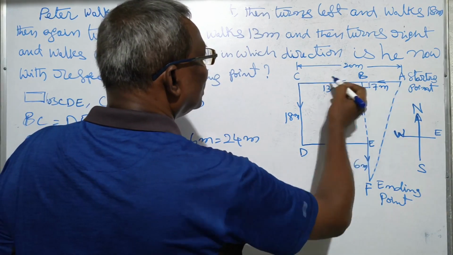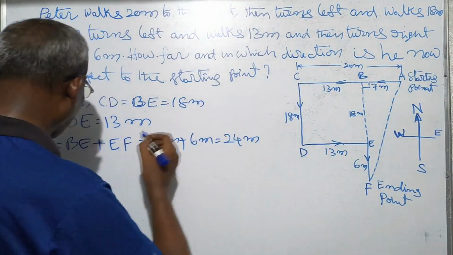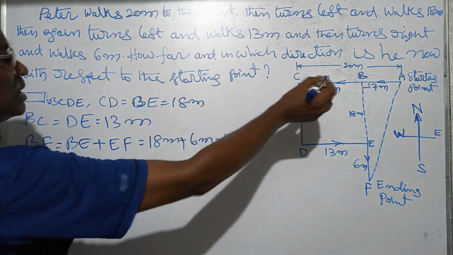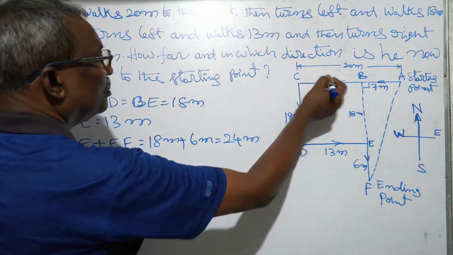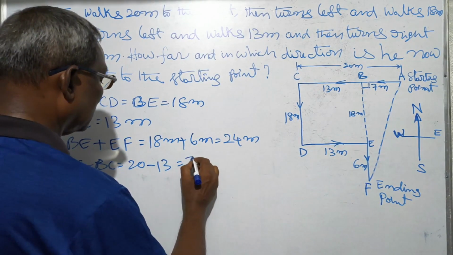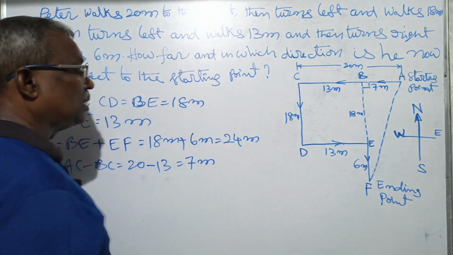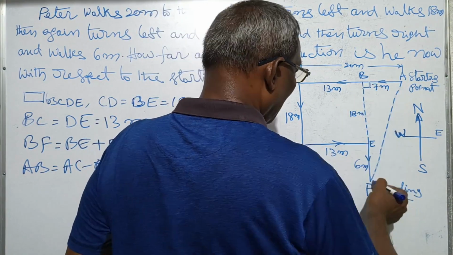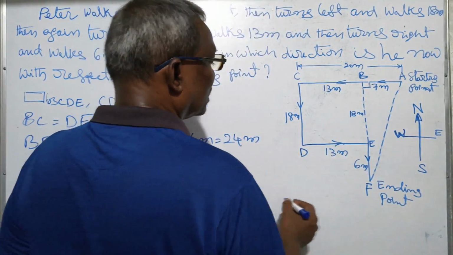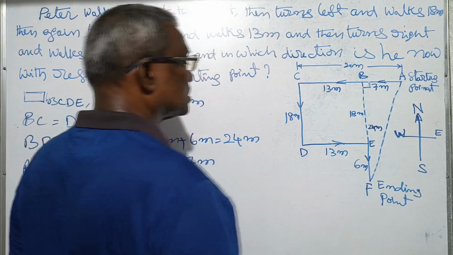AB is equal to AC minus BC. AC is 20 meters minus BC 13 meters, that is equal to 7 meters. So AB is equal to 7 meters. BF is equal to 24 meters.